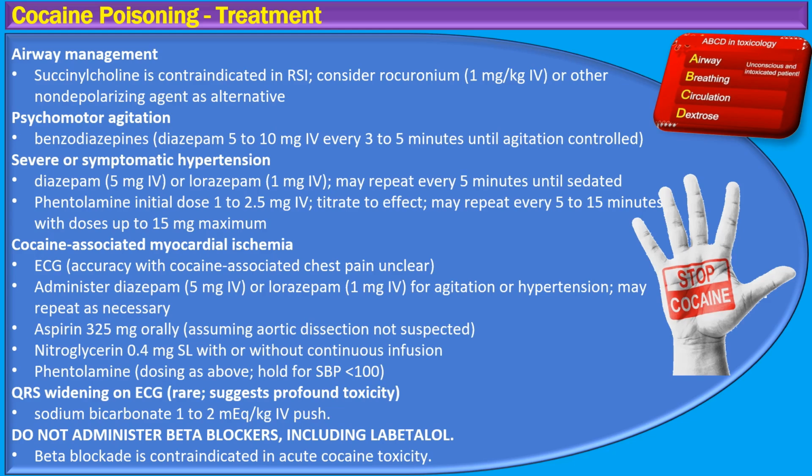Phentolamine dosing is as mentioned previously, but it should be held for systolic blood pressure less than 100 mm of mercury. Lastly, if there is QRS widening on the ECG, which is rare and suggests profound toxicity, administer sodium bicarbonate at 1 to 2 milliequivalent per kilogram intravenously with a push. Again, remember, not to administer beta blockers in acute cocaine toxicity, as this is absolutely contraindicated.